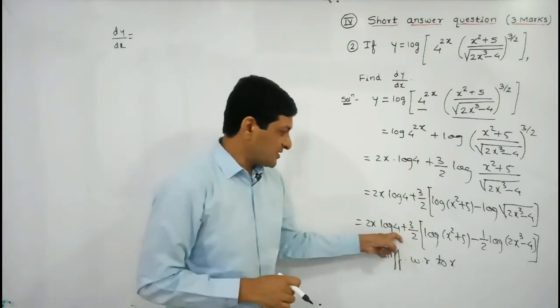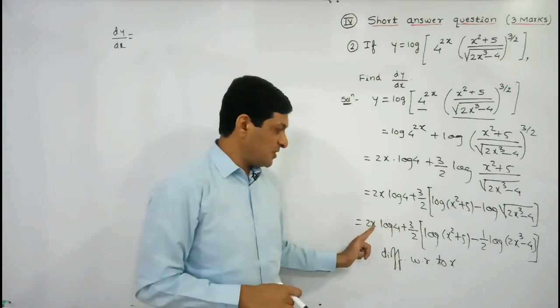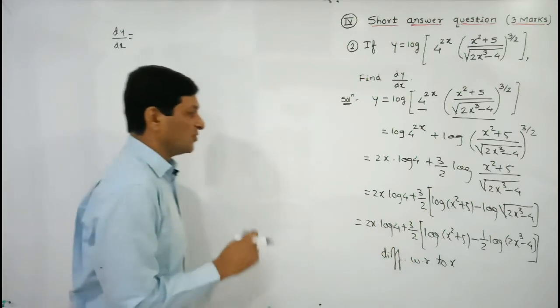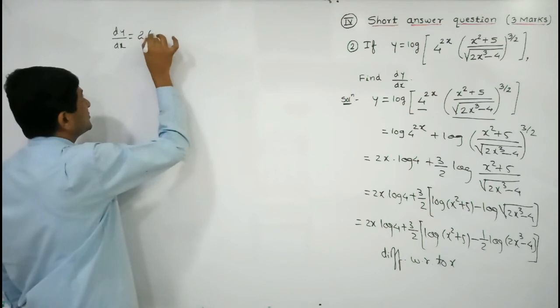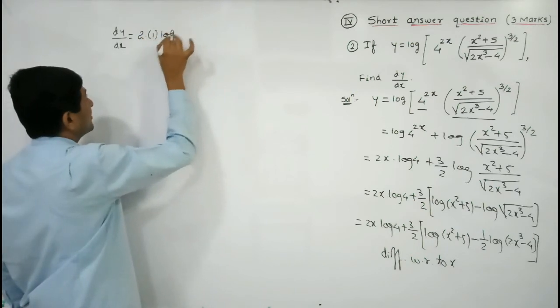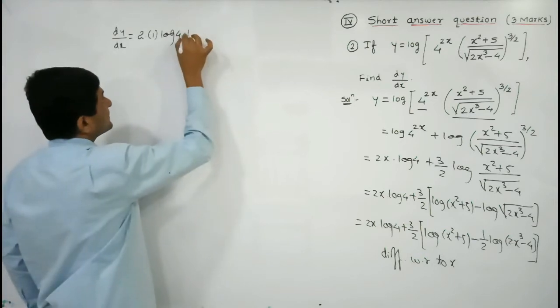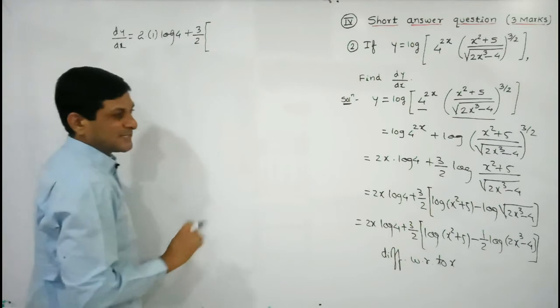In case of the first term, 2 and log 4 is a constant, so keep the constant as it is. What is the derivative of x? 1. So 1 into 2 log 4 will be equal to 2 log 4, meaning the differentiation of the first term is 2 into 1 log 4, where 1 is nothing but the differentiation of x, plus this 3 by 2, keep it as it is. Now we are finding the differentiation of the second term.